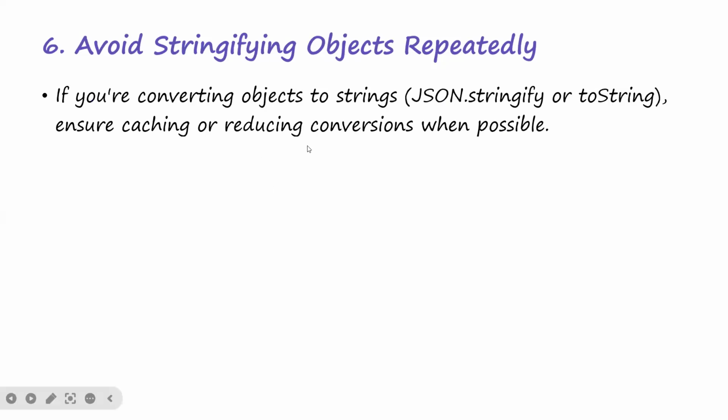So if you're converting objects to strings, using JSON.stringify or the toString method, ensure that you cache them or you reduce conversions when possible. I use this one a lot because, of course, when you're working with the database, you're fetching data from the database and they come in the form of objects. So if you want to convert it to JSON, you will have to use JSON.stringify to convert it to a JSON string. Then you can now pass it. So when you work with all these things, you have to make sure that you cache them.